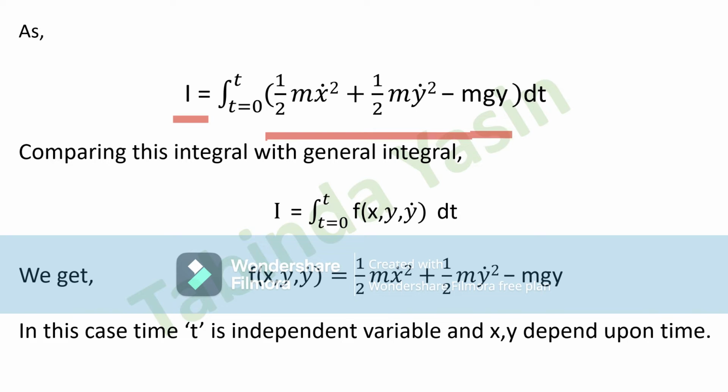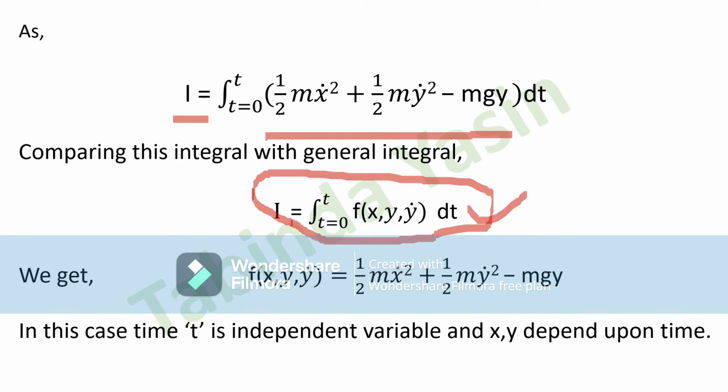Now comparing the integral with the general integral, I equal to the integral from t equal to 0 to t of f(x, y, x dot, y dot) dt, where y is minimum, that equation is compared with the above equation. So we have f equal to 1/2 m x dot squared plus 1/2 m y dot squared minus mgy. In this case time t is the independent variable and x and y depend upon the time t.